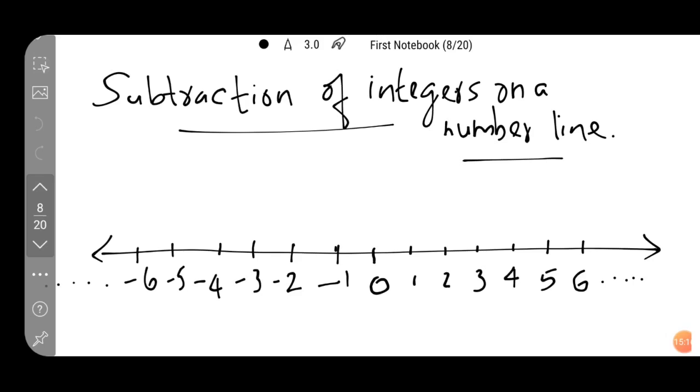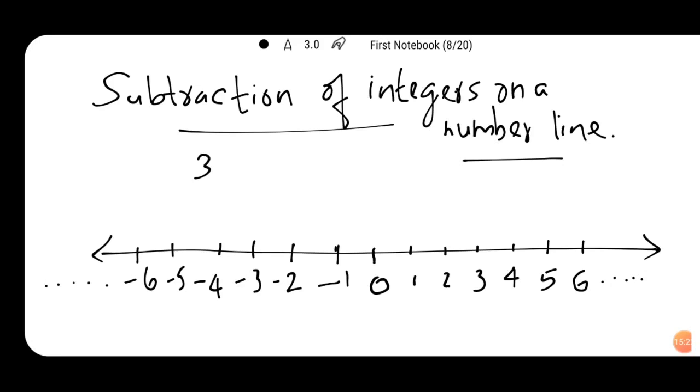Now, let me take two numbers. 3 minus 2. It is subtraction, okay? Here, are both numbers negative or positive? Both are positive. It is positive 3 minus positive 2. So, in this case, again, let us see. We will start from 3. And how many jumps do we want to do here? 2 jumps. Towards which side? Right or left? That is the thing here.